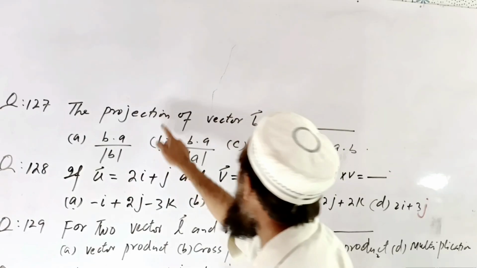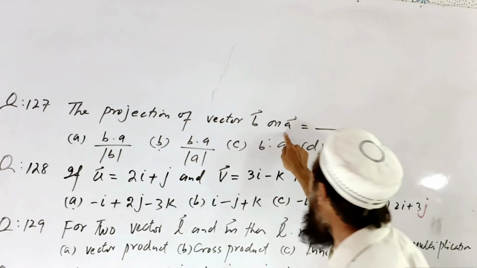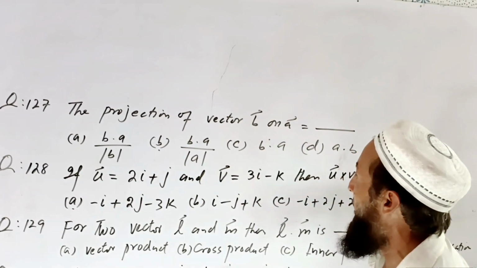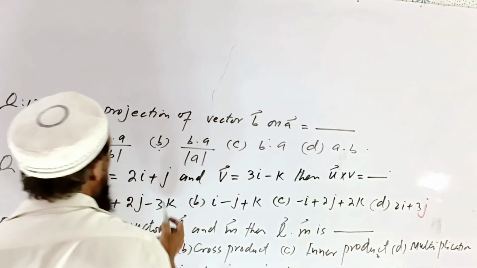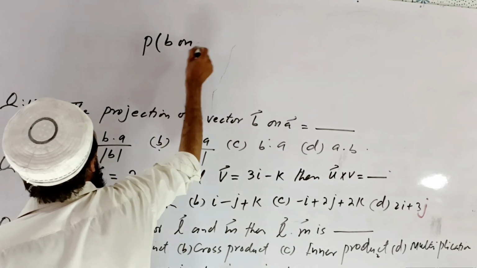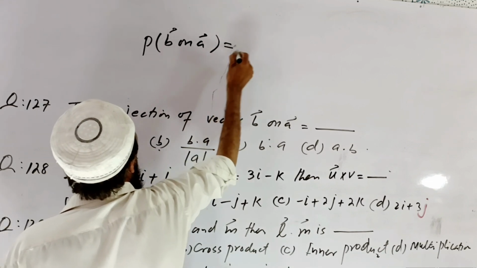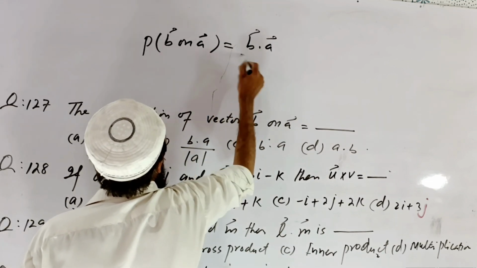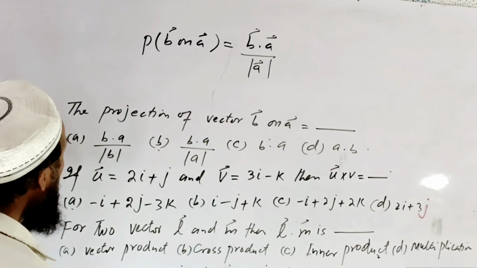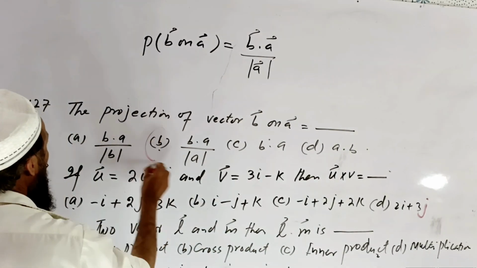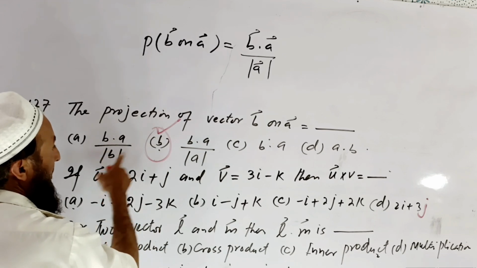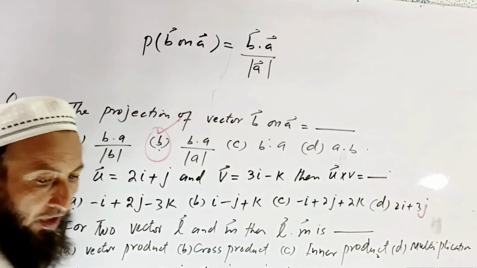The projection of vector B on A means B dot A over the magnitude of A. This is the definition we are applying here. Projection of B on A means B dot A and magnitude of A. So option B is the correct option here. B dot A is given, but B magnitude would be wrong. This is the correct answer according to the definition.